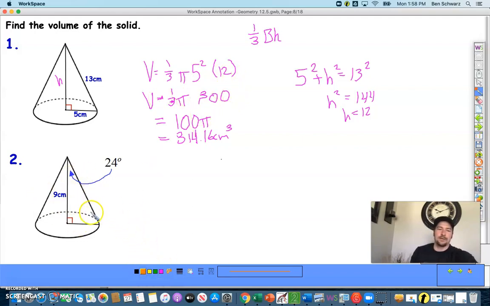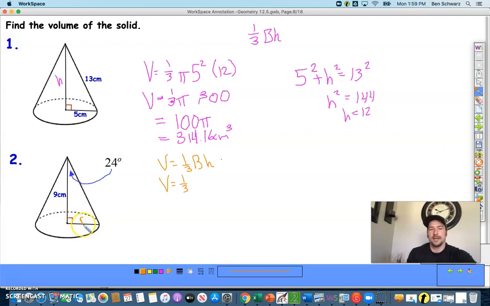All right. Next one. Again, not going to make it easy on you. But we're still using volume equals 1/3 area of the base times the height. Now we don't know the radius, but we do know the height is 9. But we need to find the radius in order to find area of the base. Well, lucky for us, we got a right triangle. So let's just call this R down here for radius.